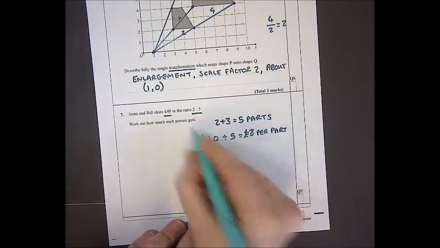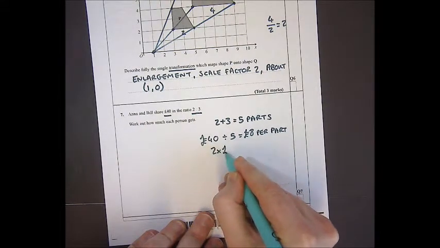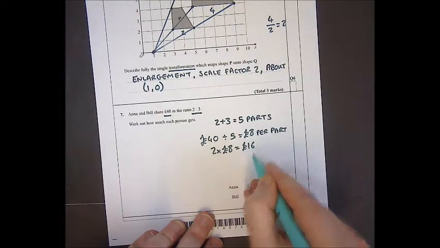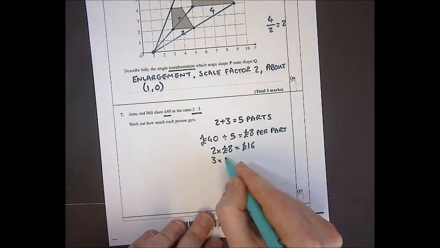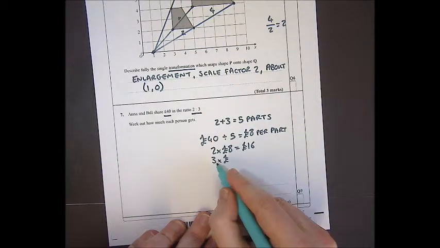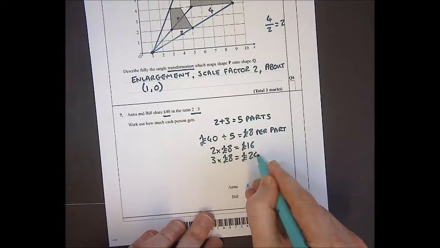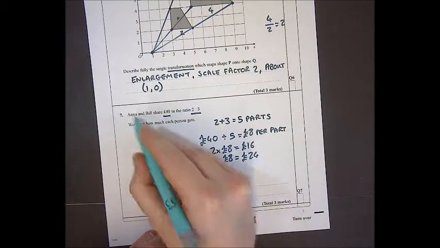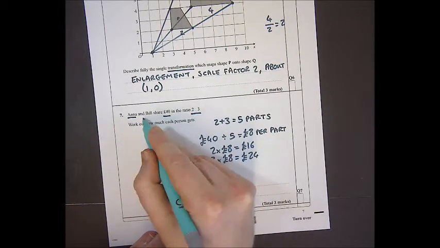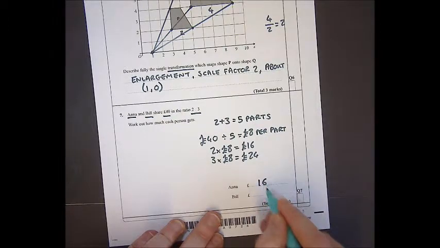So the 2 parts at the top is 2 lots of £8, which is £16, and the 3 parts, the 3 from up here, is going to be 3 lots of 8, which is going to be £24. So the first one here, the 2, is for Anna, and the 3 is for Bill. So Anna gets the smaller amount, and Bill gets the larger amount.